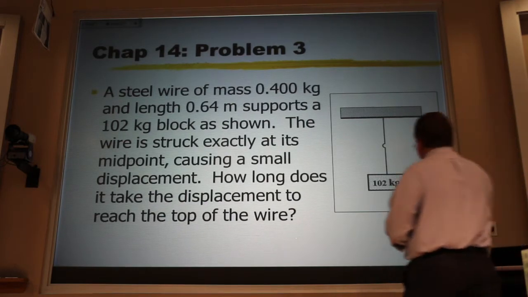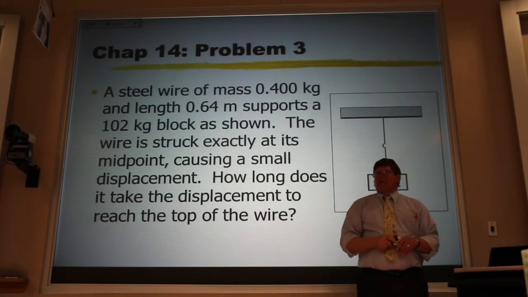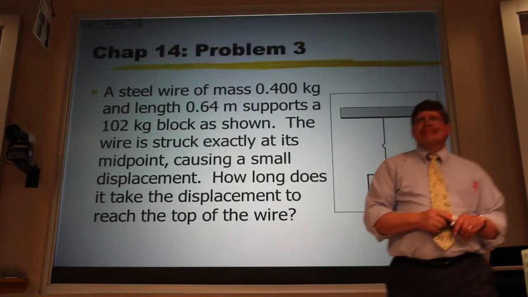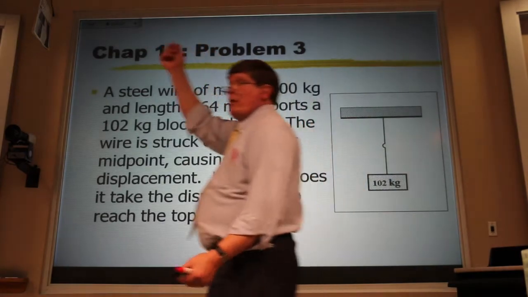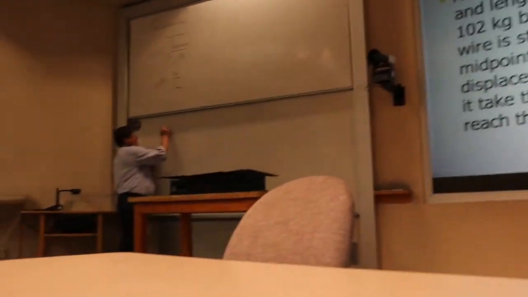Now, I've got a question. If I pluck it in the middle, why does that pulse go up instead of down? It goes both ways. Just like when you throw a rock in the pond, the disturbance goes in all directions. In this case, the only direction it can go is up and down. It goes both ways. But we're asked, how long does the pulse that goes up take to reach the ceiling? Now, if we knew how fast it was going, this would be an easy problem to solve. Well, we can find out how fast it's going by calculating the mass density.